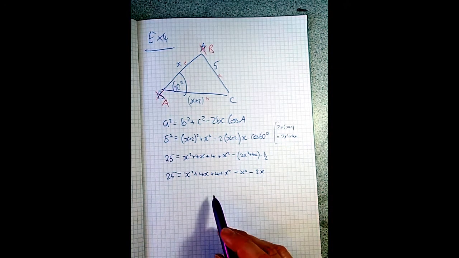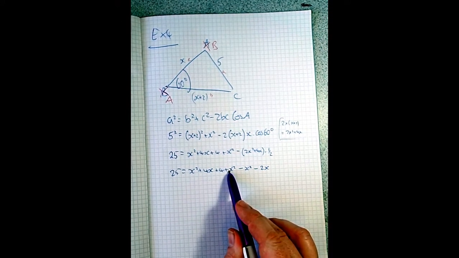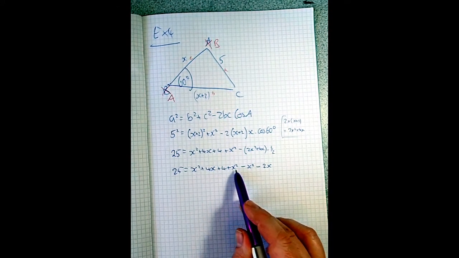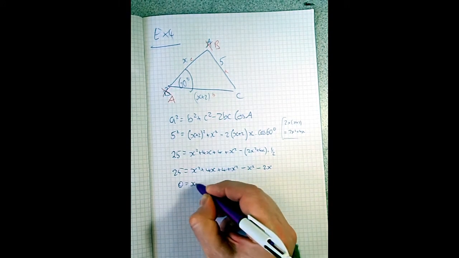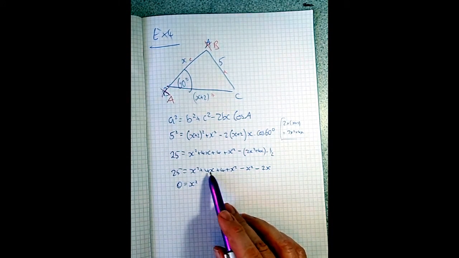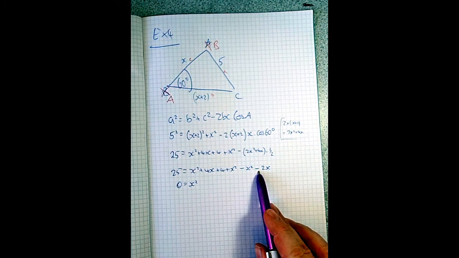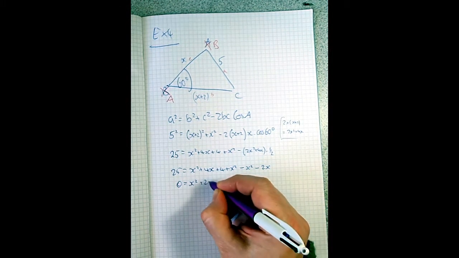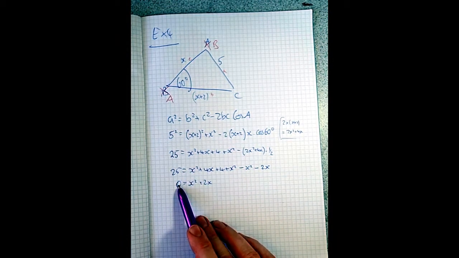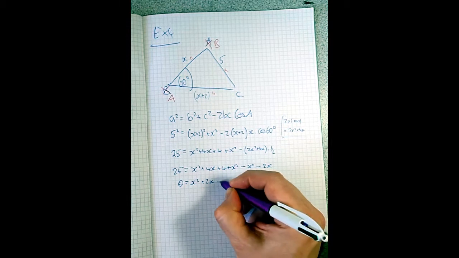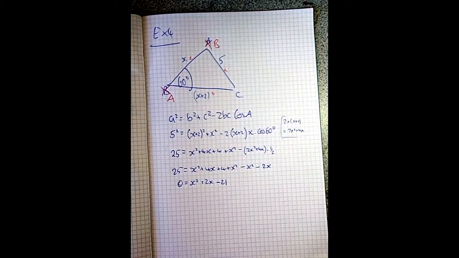So what have I got here? 2x squared minus x squared, that's x squared. 4x minus 2x, that's 2x. I've got 4 and I'm taking 25 off of both sides because it needs to be equal to 0. I've ended up with a quadratic.